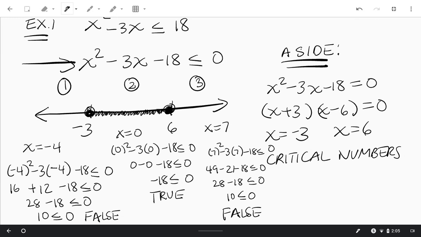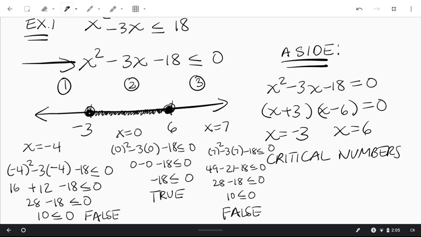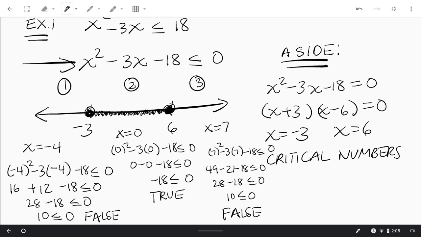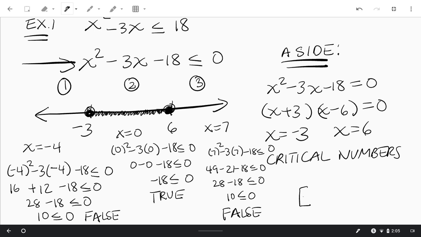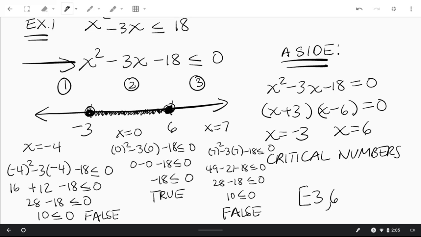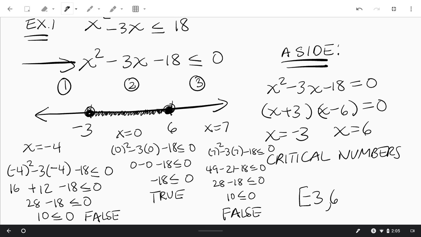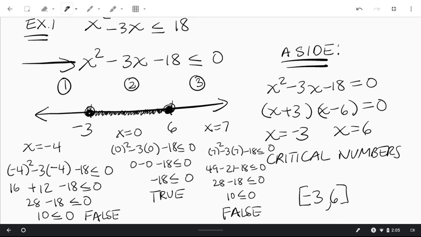part of the solution is between -3 and 6. So the way we write that, -3 is included in our solution set, so we are going to use a bracket on -3. And we're going to go all the way up to 6. And 6 is also part of the solution set, so we also put a bracket after 6. So that's how we would write the solution.